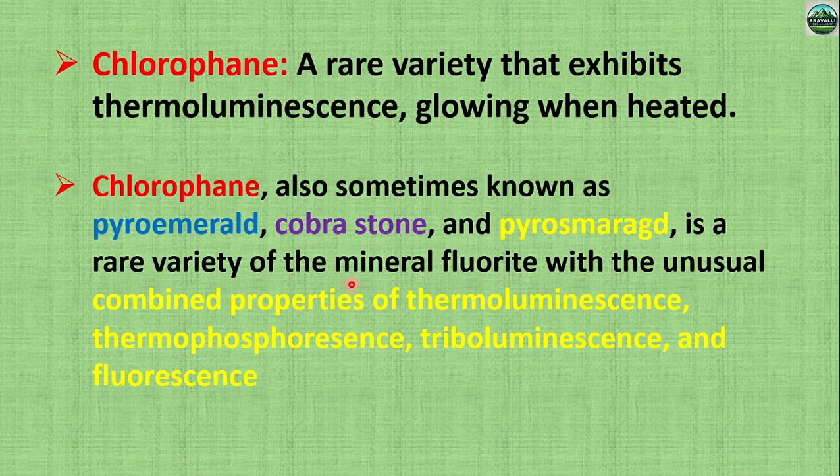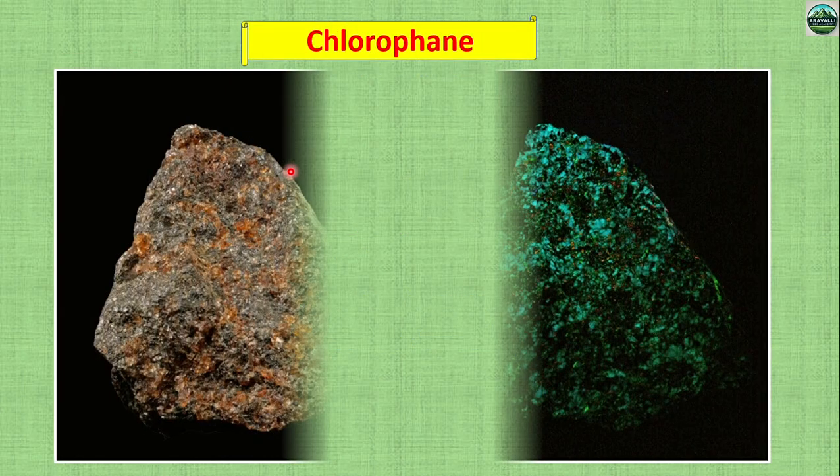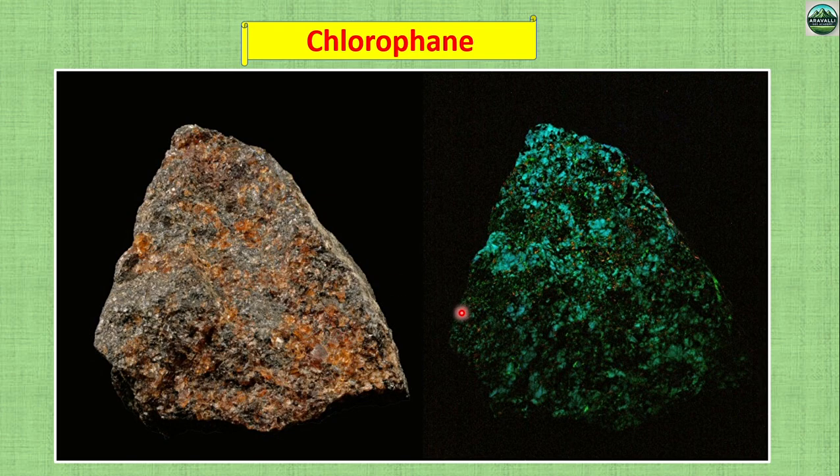And there are lots of optical properties in chlorophane, like thermoluminescence, thermophosphorescence, triboluminescence, and fluorescence. All optical properties are present in chlorophane. Okay, this is unique, so remember this one also. Chlorophane is the variety of the mineral fluorite exhibiting thermoluminescence. So this one is a very important point for exam. Next, see the image of chlorophane. This is chlorophane.